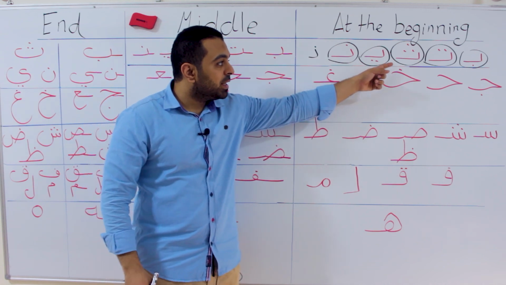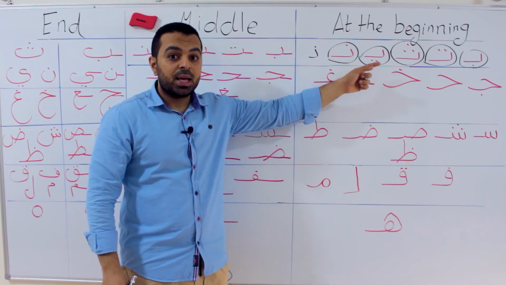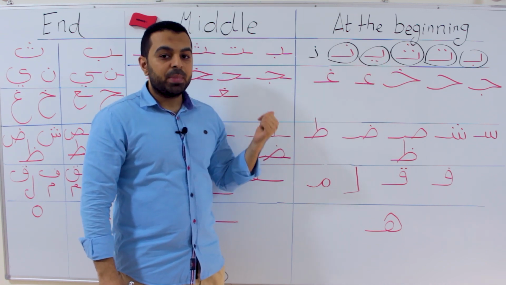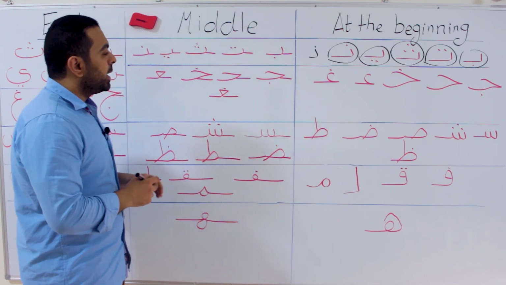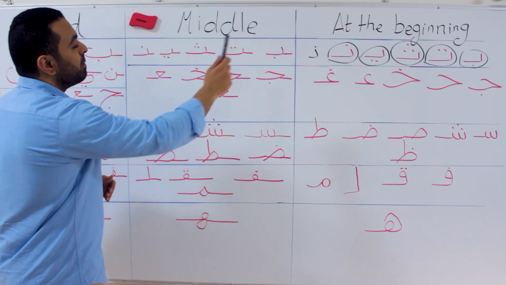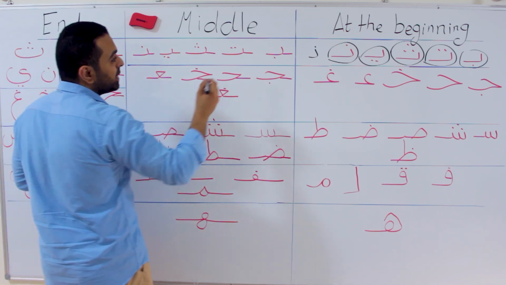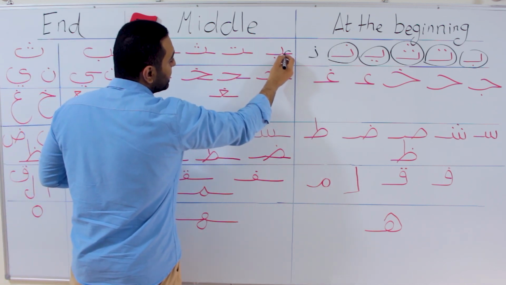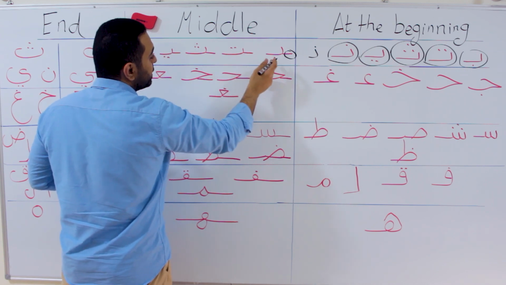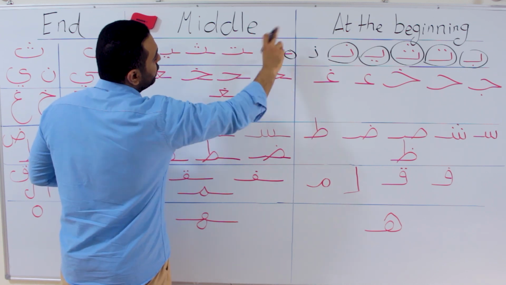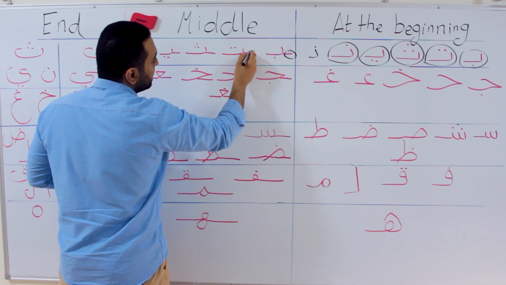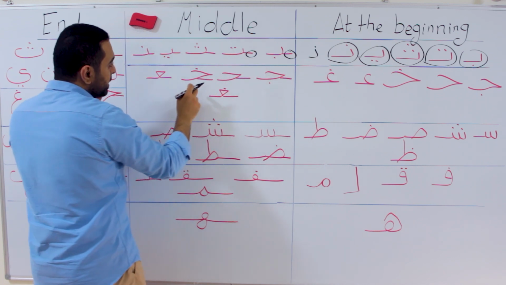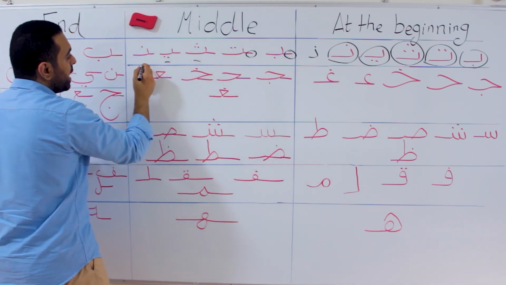Now let's see this group of letters, how it comes in the middle of the word. Exactly the same as at the beginning, except that they connect to the previous letter from this tail. So this is ba, connected to the previous from this tail, and this is ta connected to the previous from this tail, and this is sa, ya, and noon.